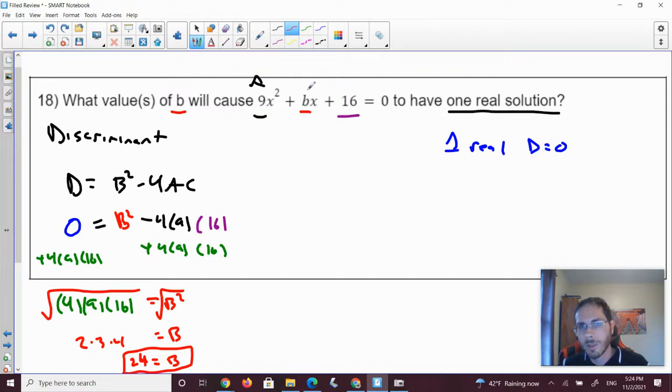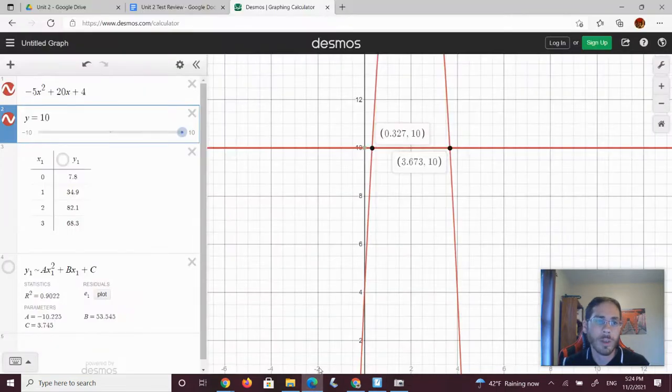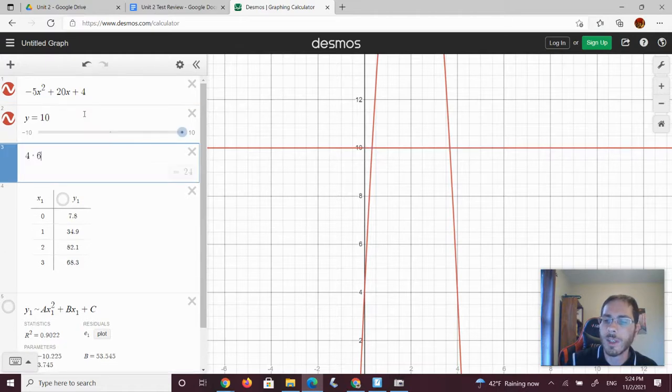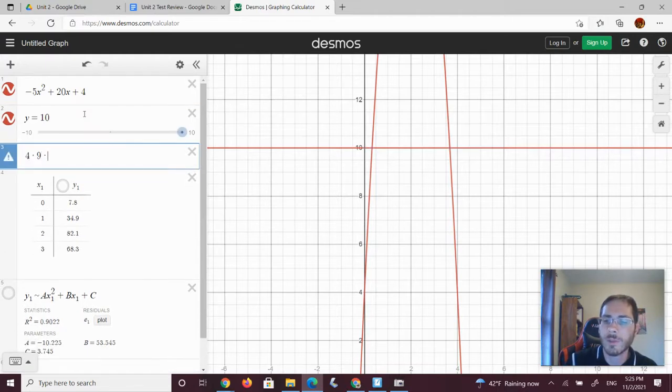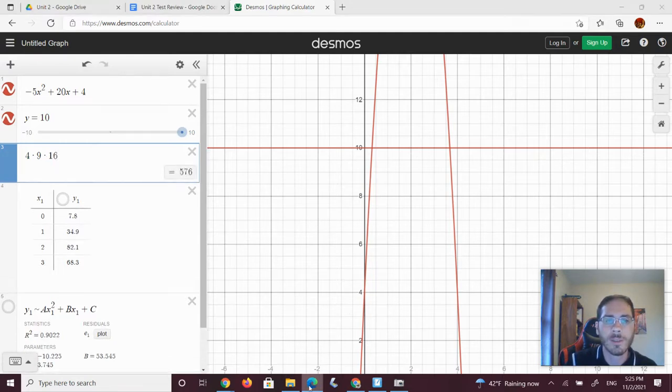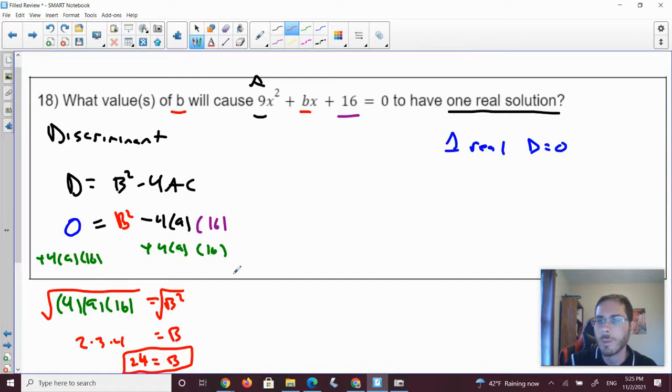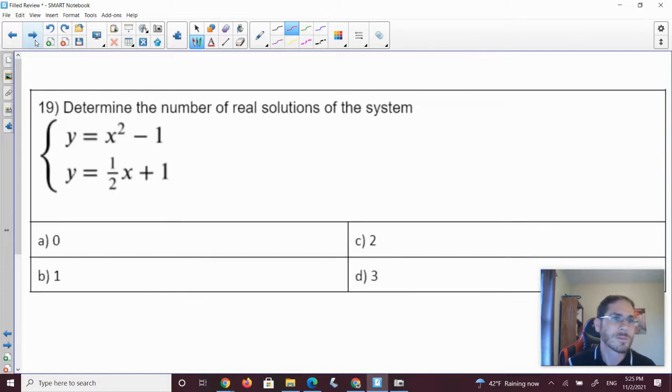So it is possible to do a little guess and check work to try and figure this out. You're more than welcome to do that. But if we want to do it the fastest way, probably the discriminant is going to be the fastest way. If you actually want to know what this is, again, you could type it into Desmos or your graphing calculator or regular calculator for that matter. 4 times 9 times 16, 576. If I really want to know what this green number was, it was 576. I don't really care that much though.